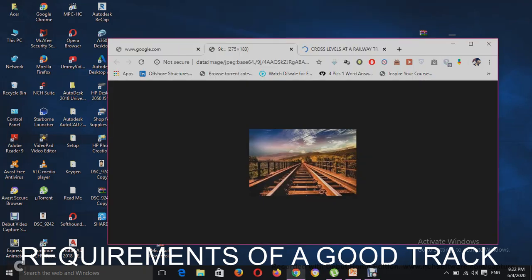Number 3. The alignment should be straight and free of kinks. In the case of curves, a proper transition should be provided between the straight track and the curve, as you can see in the image.